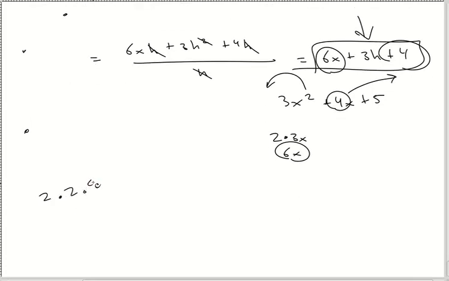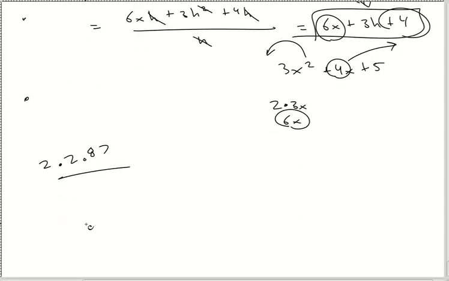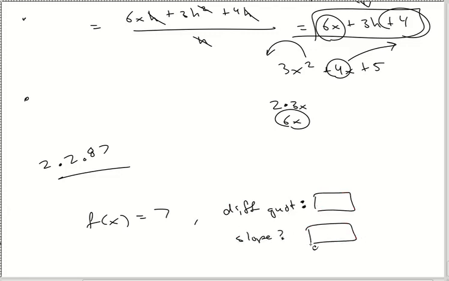And this is the same question, but it's much easier. And we got f of x is equal to 7. And it says, what's the difference quotient? On my notes, I didn't even ask for difference quotient. I just said, what is the slope? Because that's what it is. I'm looking for the slope. What's the slope of this?